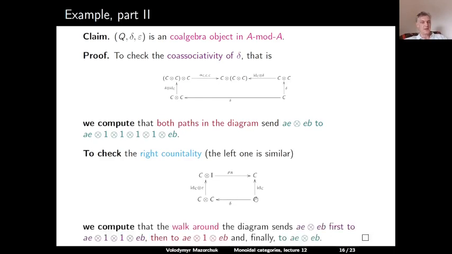And again, we start at C with the element AE tensor EB. Going up just gives us this element. So let's walk around the diagram. The comultiplication inserts 1 tensor 1 in the middle. And then epsilon multiplies 1 and EB. So we get AE tensor 1 tensor EB. And the right unitor multiplies 1 and EB again. And we get AE tensor EB. And this completes the proof. And the left co-unitality is similar. So the proof is complete.